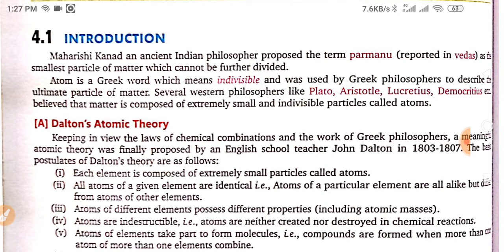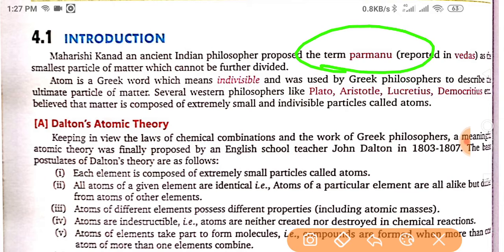Maharishi Kanad, an ancient Indian philosopher, proposed the term Parmanu, reported in the Vedas, as the smallest particle of matter which cannot be further divided. So for the atom, in Hindi, he gave the term Parmanu, meaning the particle of matter which cannot be divided further.